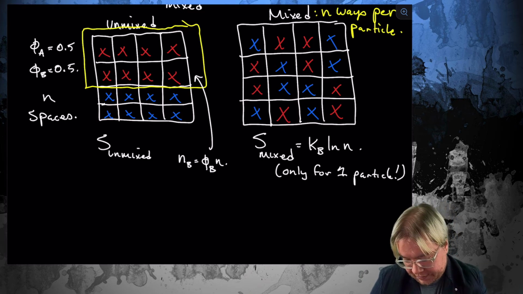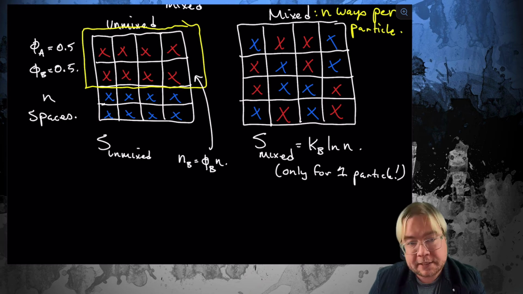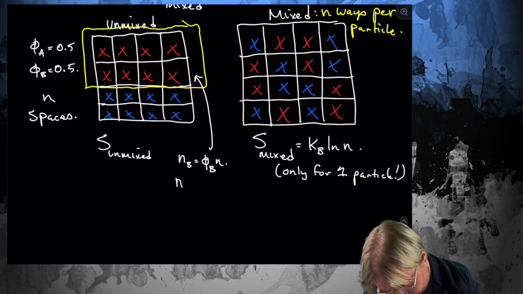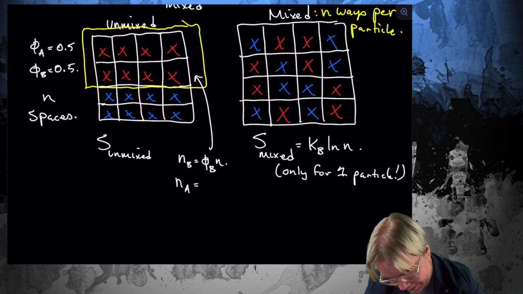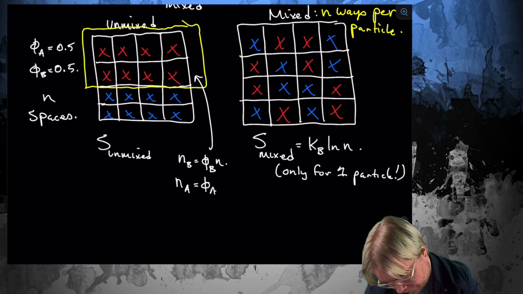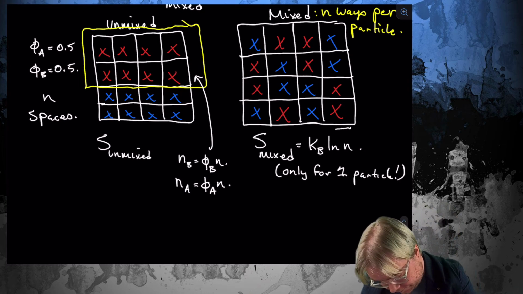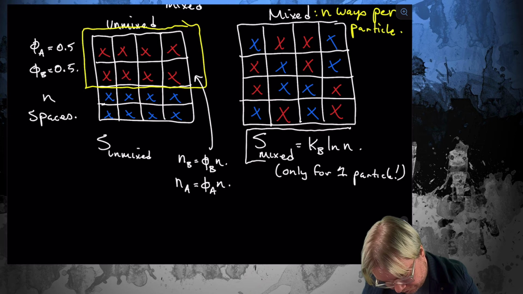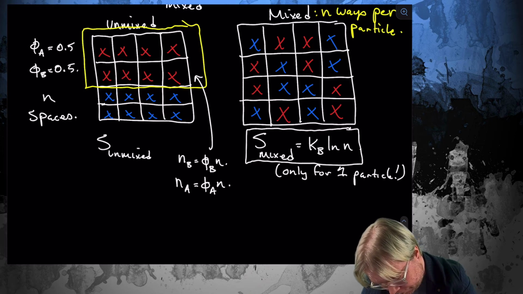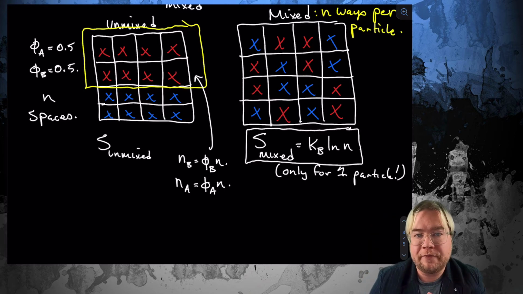So there's 16 spaces that I could put the particle in the mixed state. In the unmixed state, there's only going to be 8. And so the same is true. I apologize, there's a lot of Ns here. But this is the number of spaces that I can put an A or a B particle. Okay? So I have the expression for the entropy of the mixed state. Now I just need to come up with the entropy for the unmixed state.